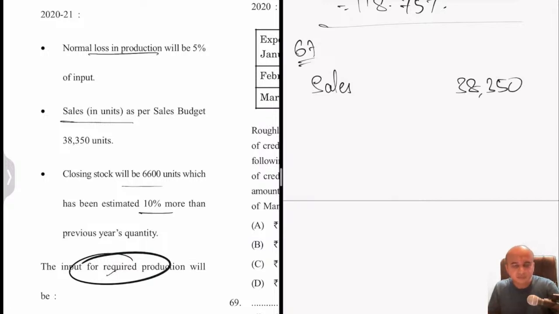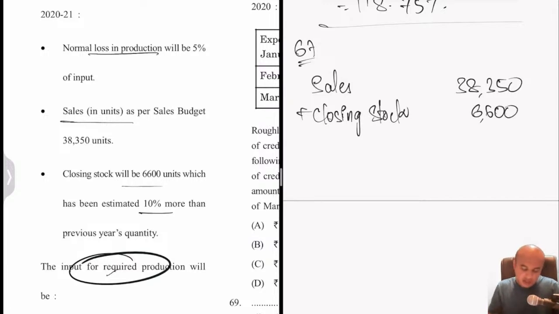38,350. Okay, then to sales, what do we do? We usually add closing stock. Think of a trading account basically. So closing stock, how much is the closing stock? It will be 6,600 units, which has been estimated to be 10% more than the previous year's quantity.